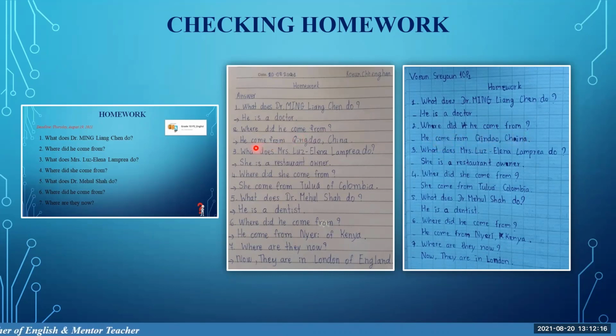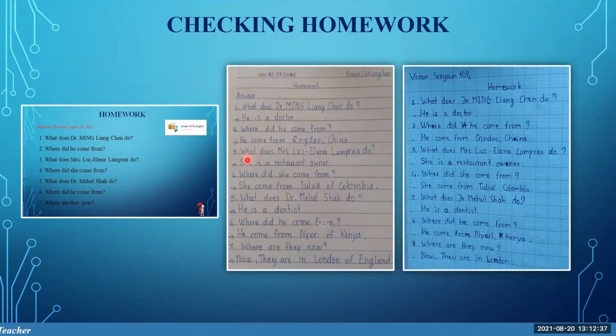Regarding this answer, you must be aware of the tense of the question. Here the question is in the past tense. So with did, we use came from. We change just come to came. Say he came from Qingdao, China.